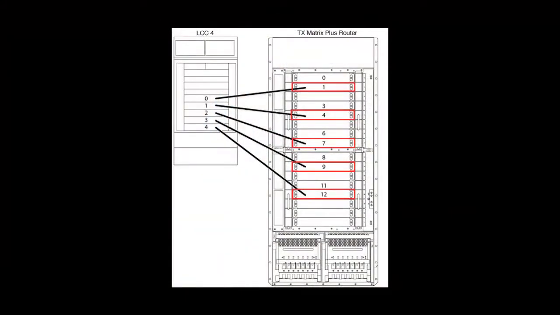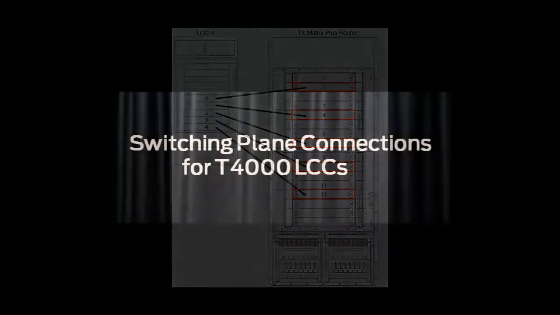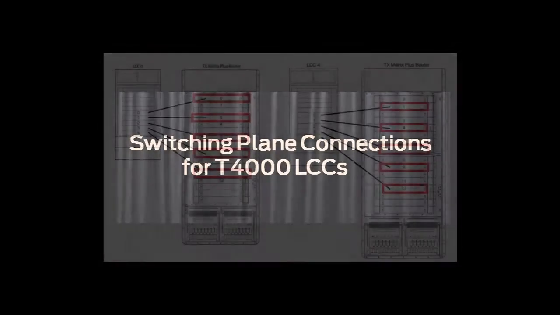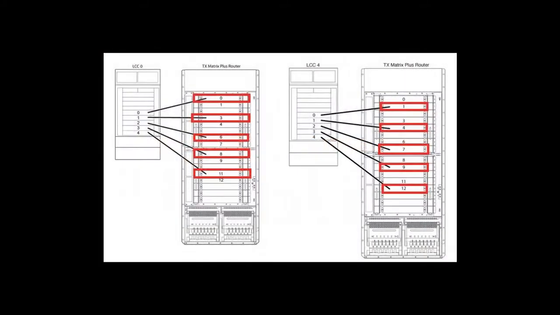Similarly, the cables from the SIBs in T1600 LCC4, LCC5, LCC6 and LCC7 are connected to the F13 3D SIBs in slots 1, 4, 7, 9 and 12. The SIB slots on the SFC for connecting to LCC0 and LCC2 are 0, 3, 6, 8 and 11. The SIB slots on the SFC for connecting to LCC4 and LCC6 are 1, 4, 7, 9 and 12.